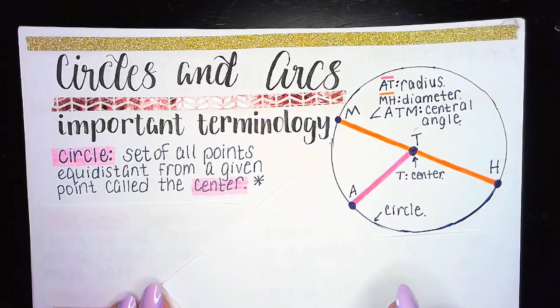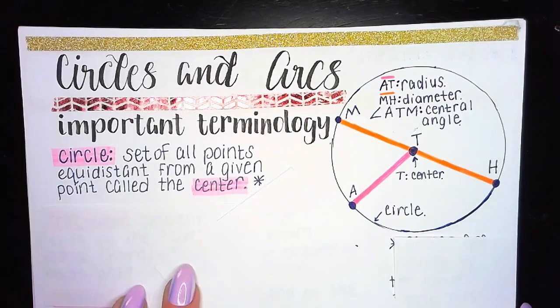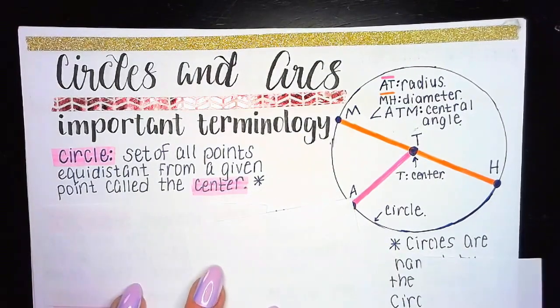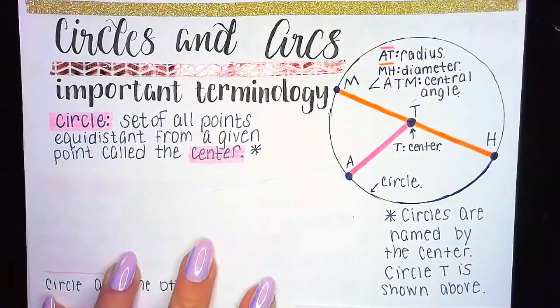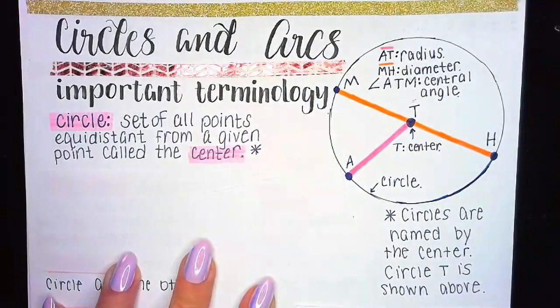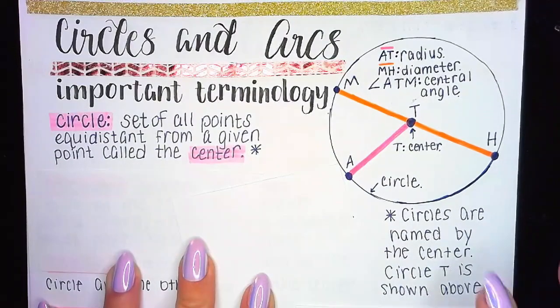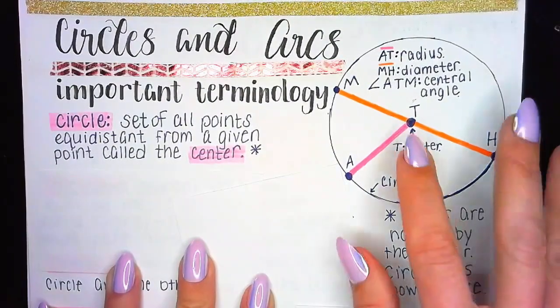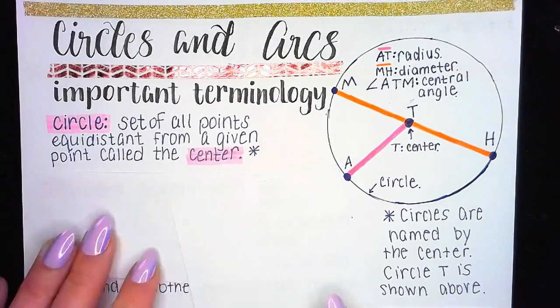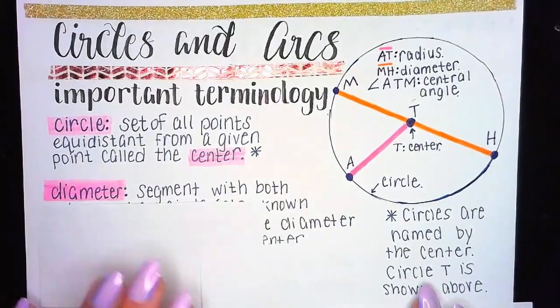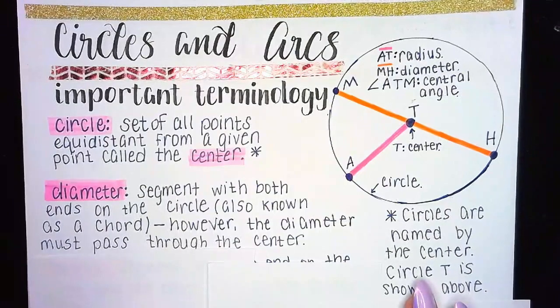This is a fixed distance, and this is an infinite number of points that land right along there. Now I have this little star next to the word center because we have a little bit we could say about a center. So circles are named by the center. Circle T is shown above. So the name of this circle would be circle T because its center is at point T.